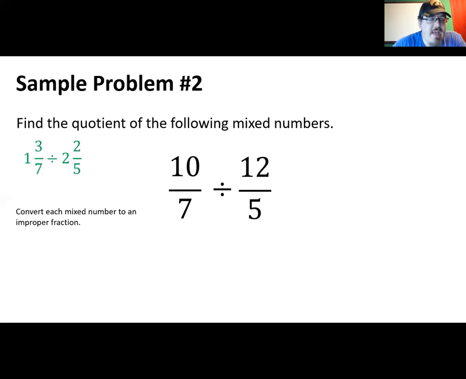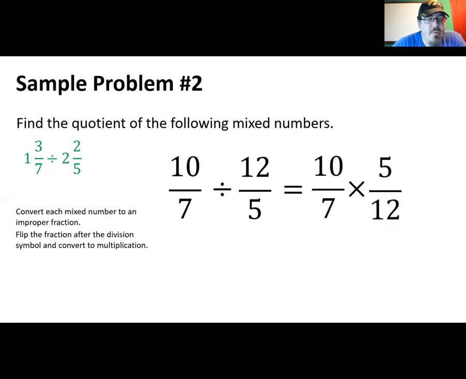Now, here's the added step. With a division problem, we actually have to turn it into a multiplication problem. The way that we do that is we flip the fraction that comes after the division symbol, or we do what's called finding the reciprocal of that fraction. So the 12/5, excuse me, becomes 5/12. So we literally just flip it over.